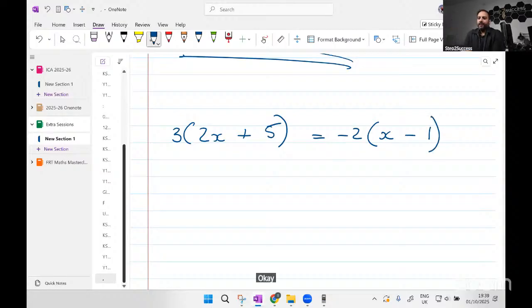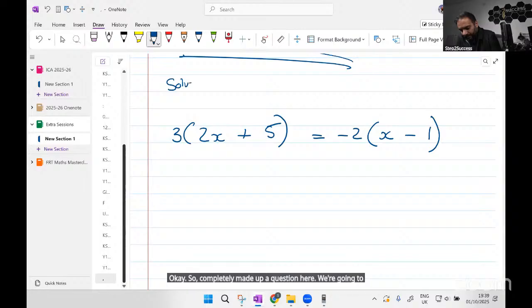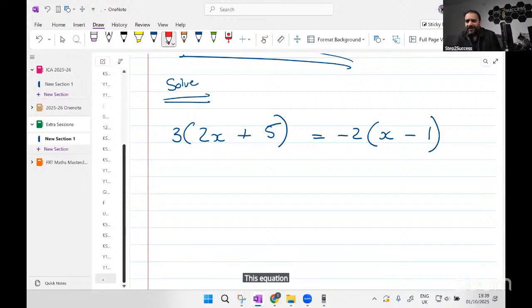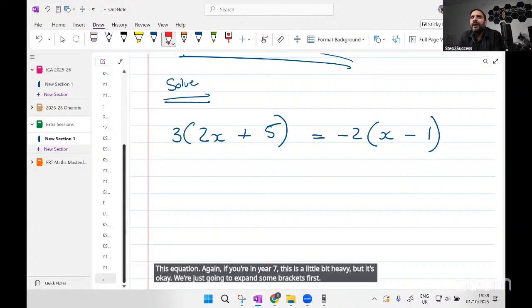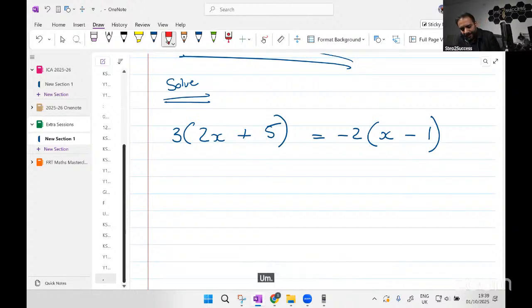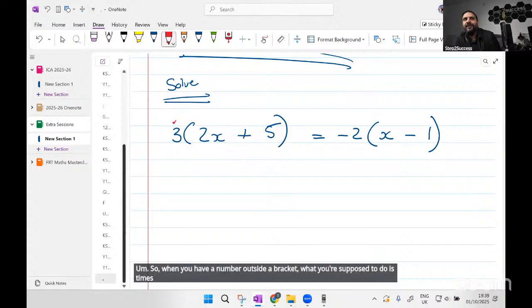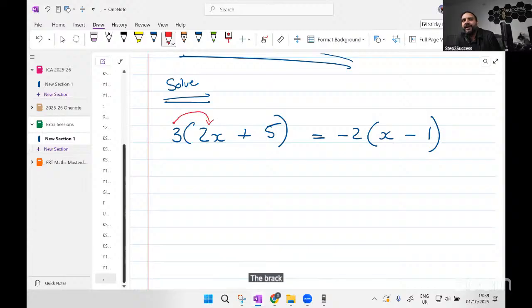Okay, so I've completely made up a question here. We're going to solve this equation. Again, if you're in year 7, this is a little bit heavy, but it's okay. We're just going to expand some brackets first. So when you have a number outside a bracket, what you're supposed to do is times everything outside the bracket by everything inside the bracket.